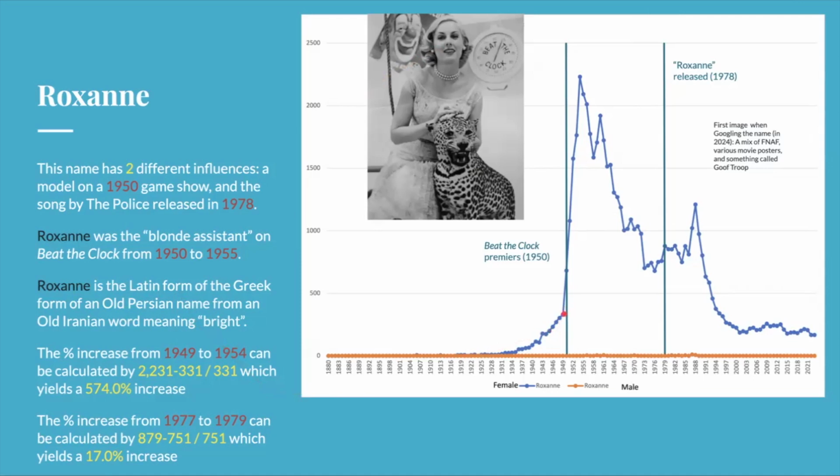Anyway, the percent increase from 1949 to 1954 can be calculated to yield a 574% increase. So I think we're going from here, 1949, to here in 1954. Now, I got this from the Reddit thread as well, but they were referring to the song by the Police, and that is right here. It was released in 1978, but if we look at 77 to 79, which is just slightly lower, it's only a 17% increase, so she had much more of an effect than the song by the Police.